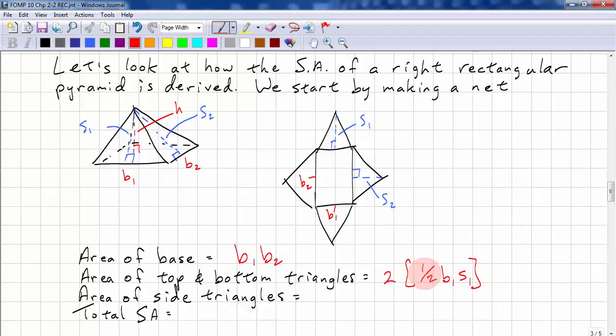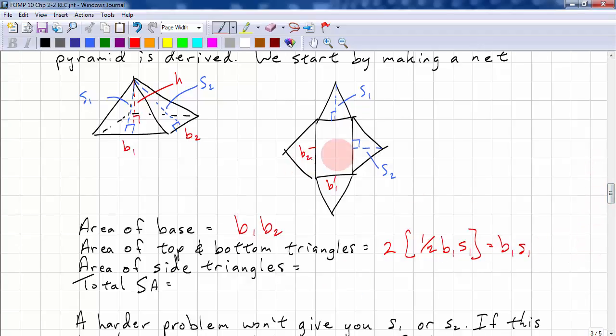2 divided by 2 is 1, so this simplifies to B1 S1. And similarly, for the 2 side triangles, we would have B2 S2. And the total surface area would be B1 B2 plus B1 S1 plus B2 S2.